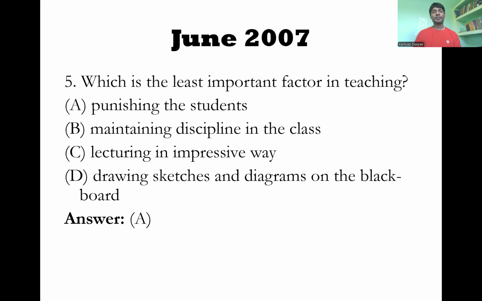So which is the least important factor? Punishing the students, maintaining discipline in the class, lecture impressive way, drawing sketches and diagrams to the blackboard. So punishment is the least because you cannot punish the student. If you punish, then it would not be that effective.